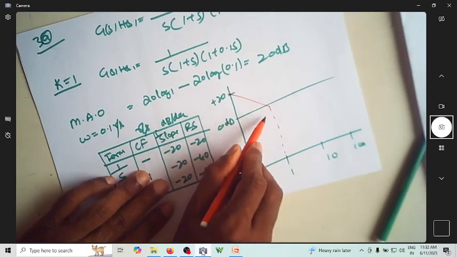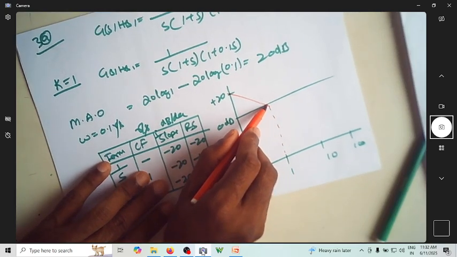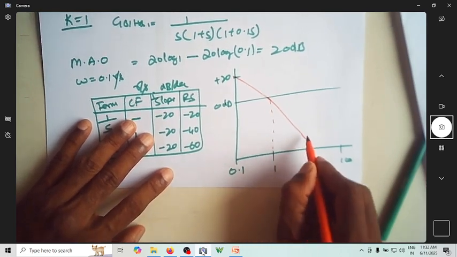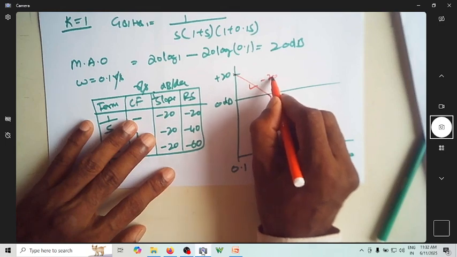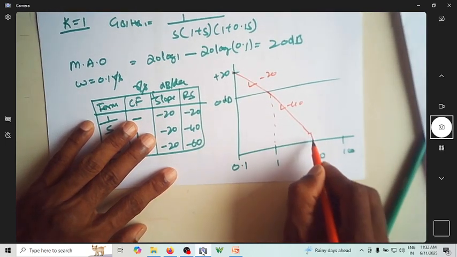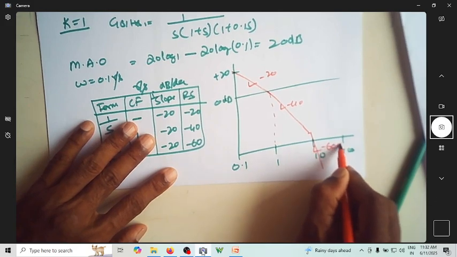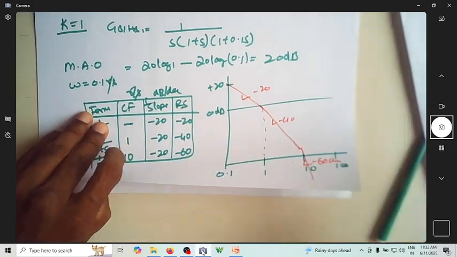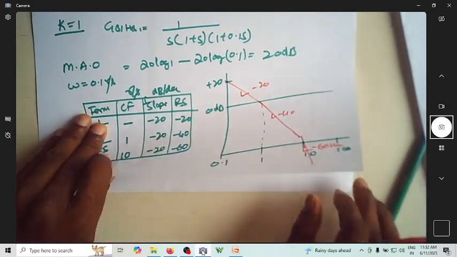And then at 1 you have a slope. So this again changes to minus. Here this is minus 20. This becomes minus 40. Afterwards it will again become minus 60 dB per decade. So this is how the plot is. I'll show you how the plot looks on the semilog sheet.